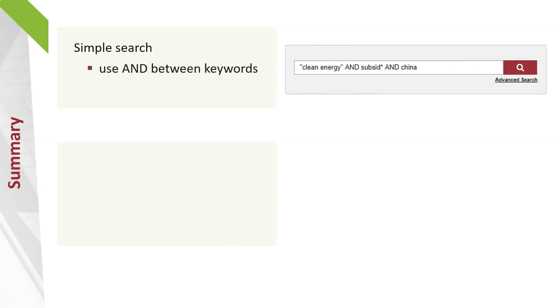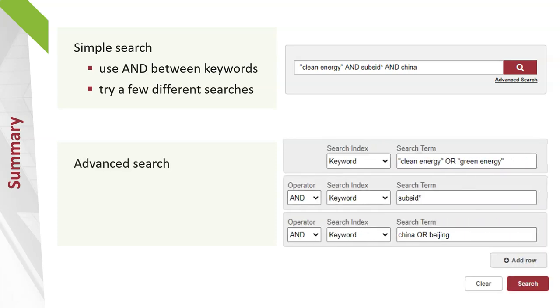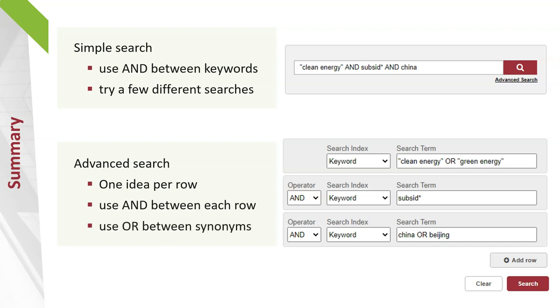This is a very brief introduction, and good searching is a skill that you will develop over time. So to summarize, for a simple search, use AND between your keywords, and try a few different searches. For more advanced search screens, build your search carefully, putting each idea or concept in its own row, with AND between each row, and you can add synonyms to each main idea using OR between your terms. Don't forget to use uppercase for the words AND and OR. Use quotation marks around phrases, and use the asterisk or star to find different word endings.